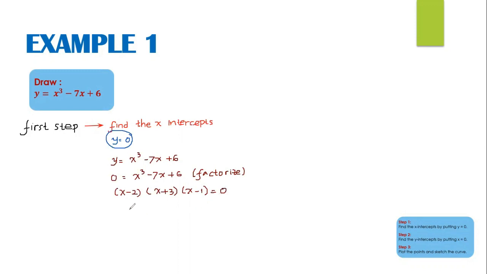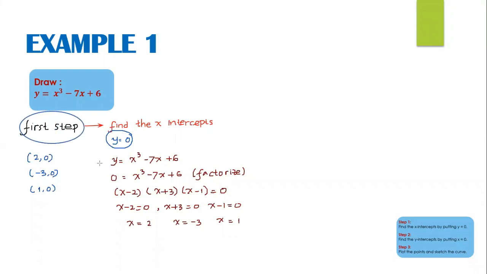So automatically we can separate these factors. x minus 2 equals 0, x plus 3 equals 0, and x minus 1 equals 0. So it means we have x equals 2, x equals minus 3, and x equals 1. So we got the first information: (2, 0), (minus 3, 0) and (1, 0). We call this the first step. Is it clear to you?